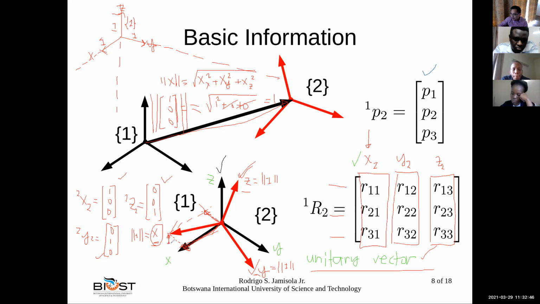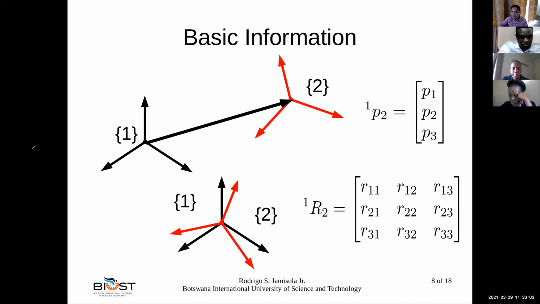Okay, so maybe this is like this. Okay, it's a wrong drawing. Hold on, let me correct it. Let me clear everything. Let me draw it properly. So now this is your x of frame 2, and this is your x of frame 1, y of frame 1, and z of frame 1.